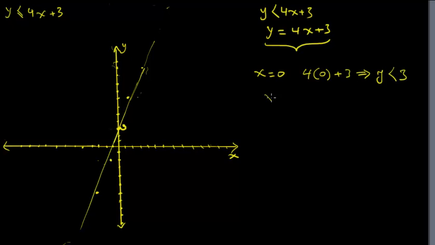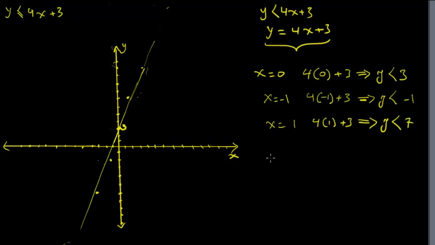If I pick x equals minus 1, then 4 times minus 1 plus 3, y would be less than minus 1. If I pick x equals 1, then 4 times 1 plus 3, y is less than 7. If I pick 2 as x, then I have 4 times 2 plus 3, y is less than 11.